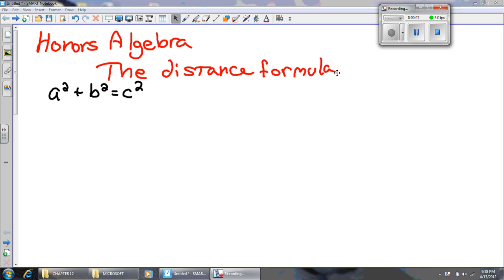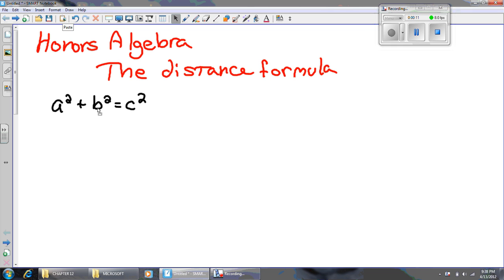Yesterday we learned about the Pythagorean theorem, which as you can see is right here, a squared plus b squared equals c squared. Today we're going to learn about the distance formula. But before we do that, I want to ask you, how could you solve for c in this equation?